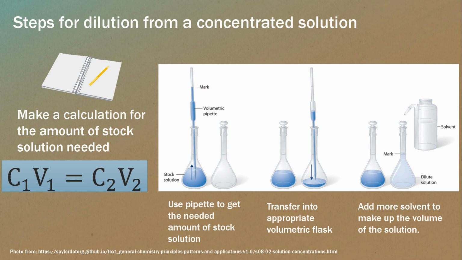Always. Then you use a pipette again for accuracy to measure out exactly that calculated volume, V1, of the stock solution. No guesswork. Definitely not for precise work. Transfer that measured stock solution into the correct size volumetric flask for your final volume, V2. Okay. And then, just like before, you add solvent up to the calibration mark on the neck, mix it well, and you've got your diluted solution. Those two methods, from solid and dilution, sound like bread and butter lab skills. Absolutely fundamental.